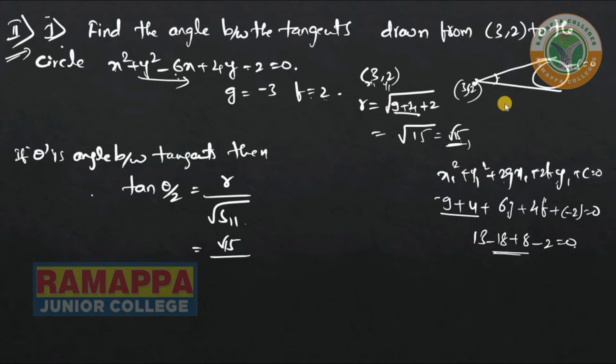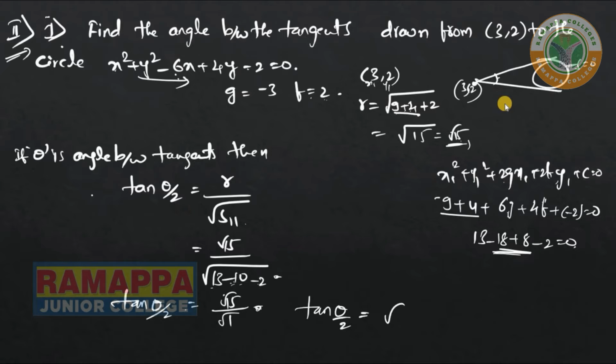13 minus 10 is how much? It becomes the square root of 13 minus 10 minus 2, so root 15 divided by root of 13 minus 10 minus 2. 3 minus 2 is 1, so root 1. So it becomes tan(theta/2) = root 15.